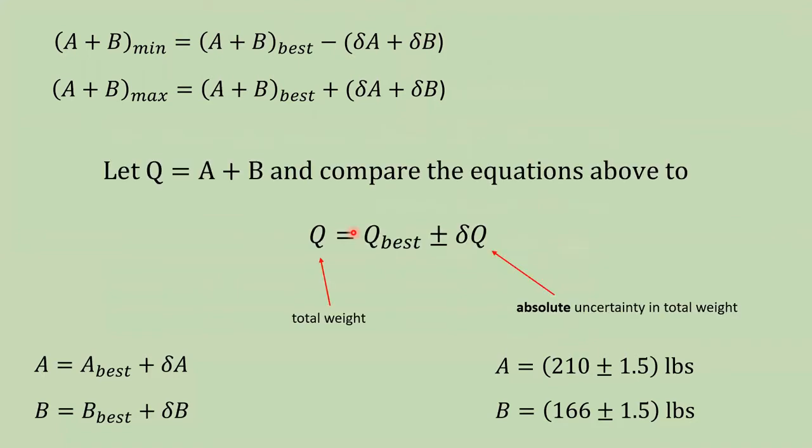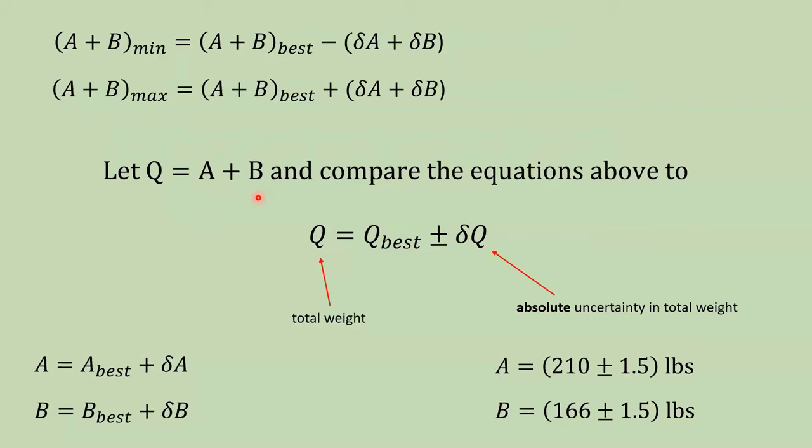Well, let's compare that now. Let's introduce this letter Q. I'm going to let Q equal this quantity that we calculate from the two measured quantities. So A and B are measured. We plug them into a formula to calculate a third quantity. In this case, the formula is really simple. It's just A plus B.